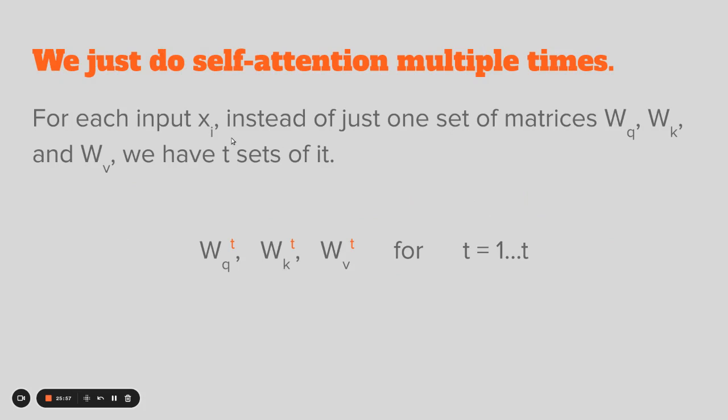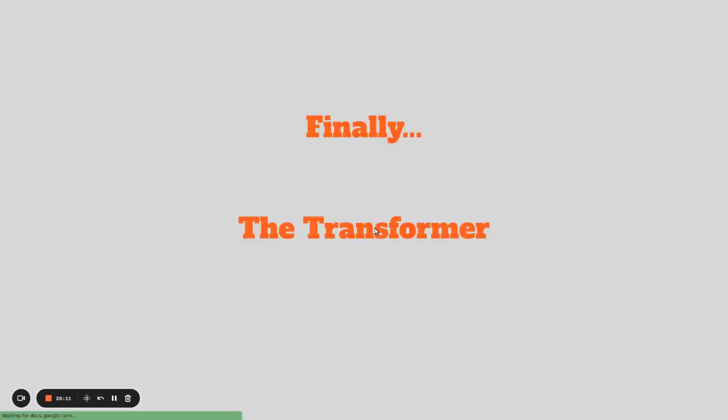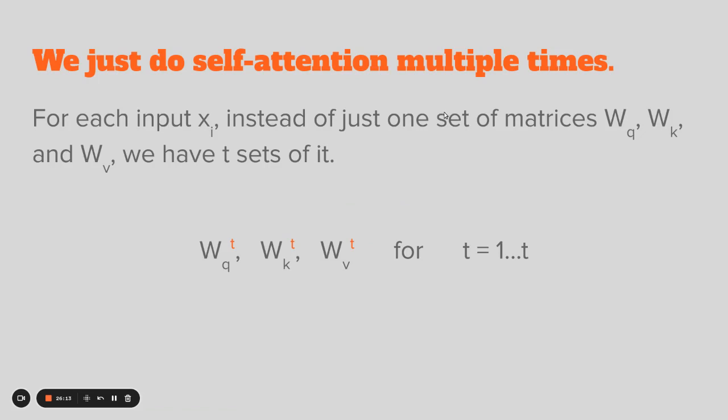So instead of having just one set of matrices WQ, WK, and WV, we have T sets of them. Because we have T sets, we'll have T sets of Qi, Ki, and Vi for each hi. And therefore you'll have T sets of outputs. So that is called multi-headed attention.